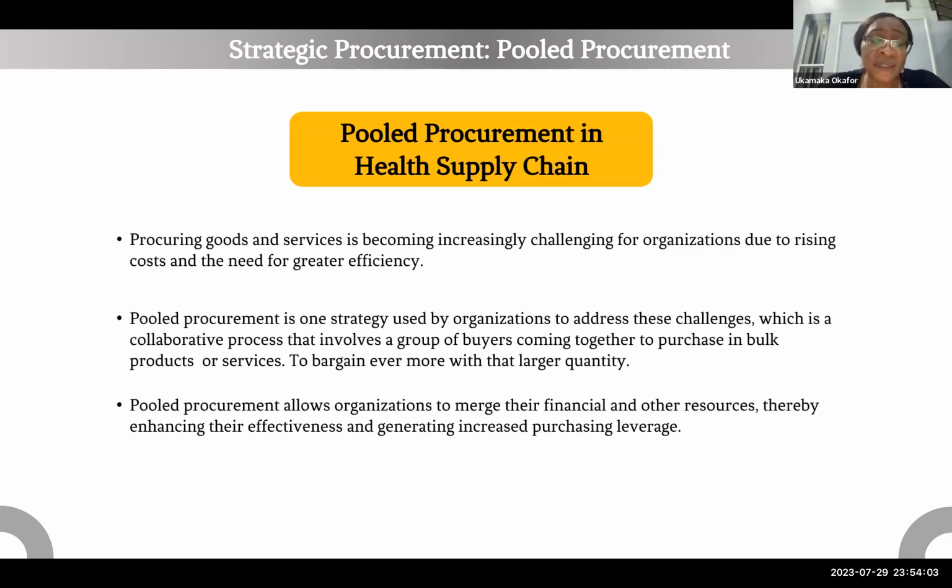Procuring goods and services is becoming increasingly challenging for organizations due to rising costs and the need for greater efficiency. Pooled procurement is one strategy used by organizations to address these challenges. It is a collaborative process that involves a group of buyers coming together to purchase products and services in bulk, to bargain better with a larger quantity. Pooled procurement allows organizations to merge their financial and other resources, thereby enhancing their effectiveness and generating increased purchasing leverage.